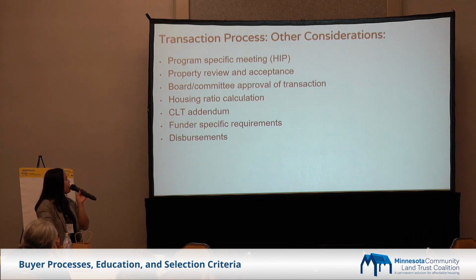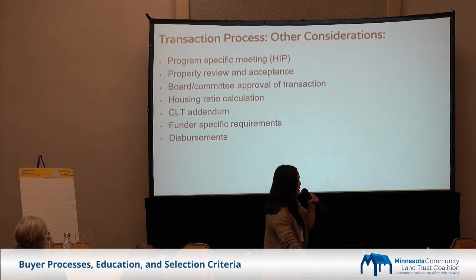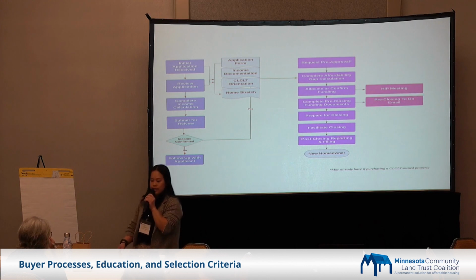Any ideas on any other transaction process considerations? Maybe your program has some other different requirements. So the housing ratio calculation is to make sure that they are at 25% or above housing ratio, so they're spending at least 25% of their income on their housing payments. And it's just probably dependent on funder requirements. Ours is based on Minnesota Housing. The next one will also be on your table if you want to get a deeper look at it.